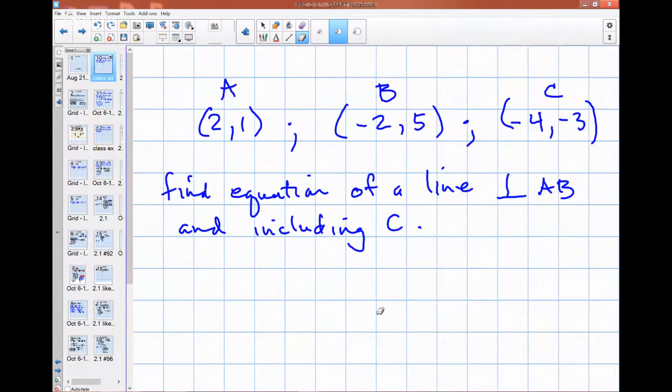Now, I've been known to do problems of this type on quizzes, on tests. So here, I gave you 3 points, point A, point B, and point C, and I'll do something like this. Find the equation of a line perpendicular to AB and including, that means going through, point C. Now, before we do that, who remembers? In algebra, what does it mean if two lines are perpendicular? Well, we know they make a 90-degree angle. But what do we know in algebra about those two lines?